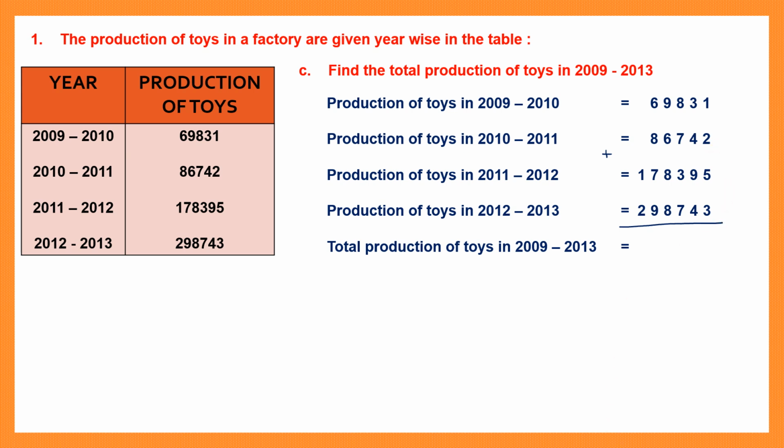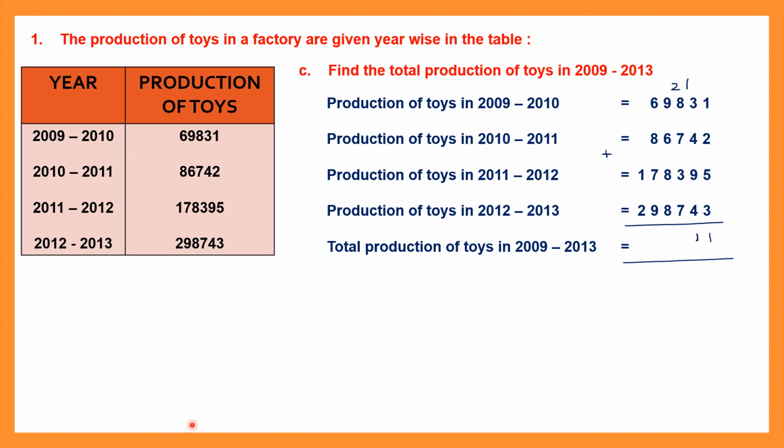8 plus 3 is 11. So let's write 1 and carry 1 here. Now let's add 3 plus 1 is 4. 4 plus 4 is 8. 8 plus 9 is 17. 17 plus 4 is 21. So we write 1 and carry 2.